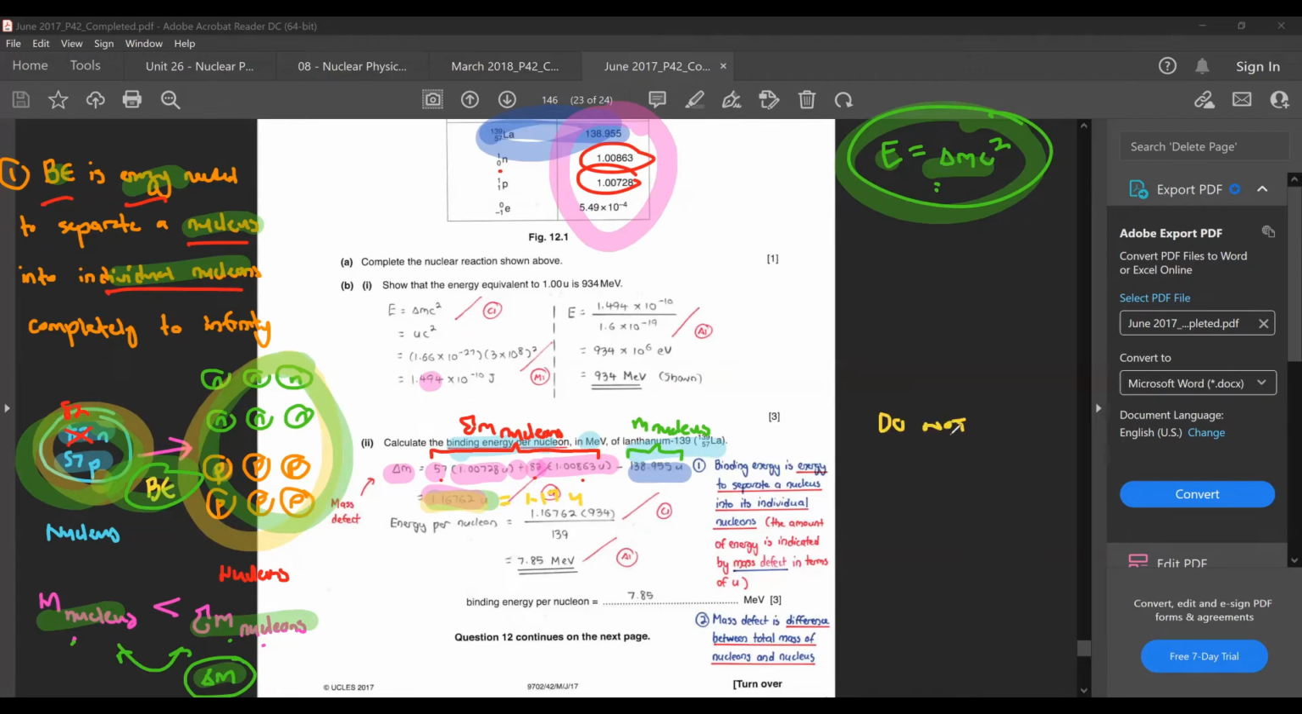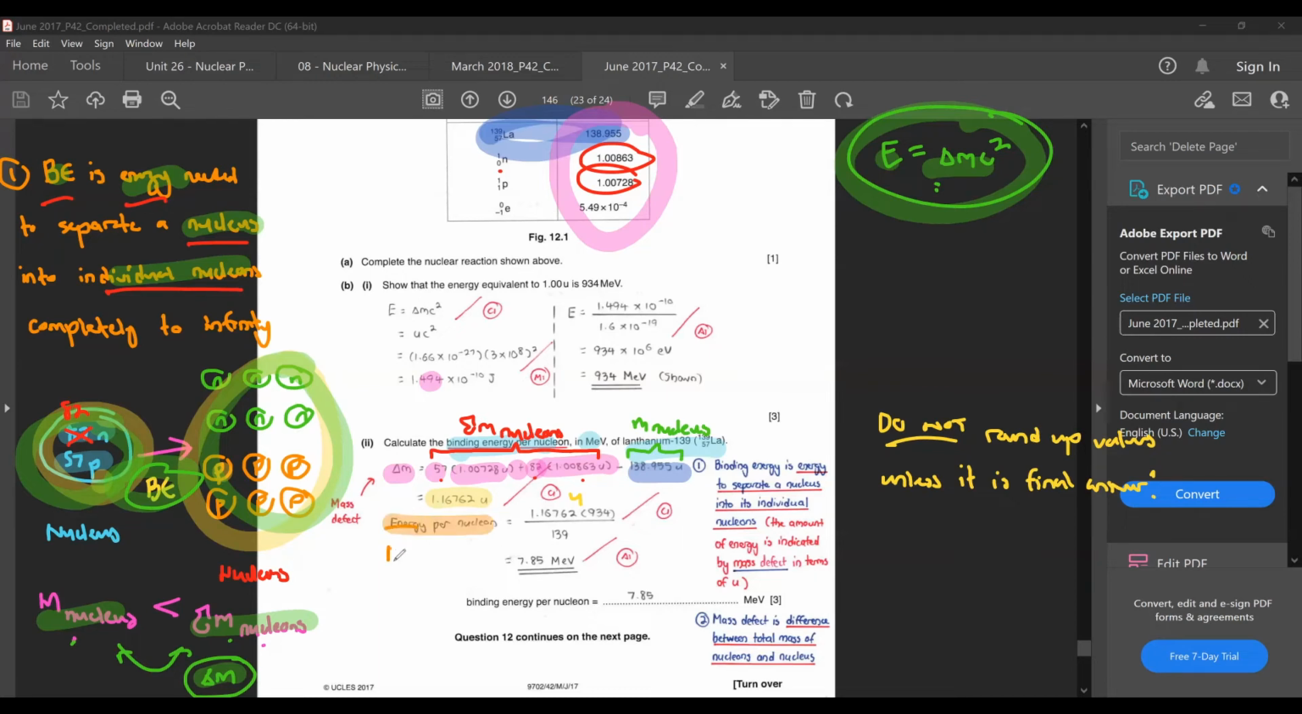Do not round up values unless it is the final answer. For this particular chapter, if they give you a certain number of SF, you use it as it is. Unless you reach the end, you do not ever round it out. You just use it as it is, like what I've done here. So you're going to get the mass defect as 1.16762 U. Then after that, I want to find binding energy per nucleon.